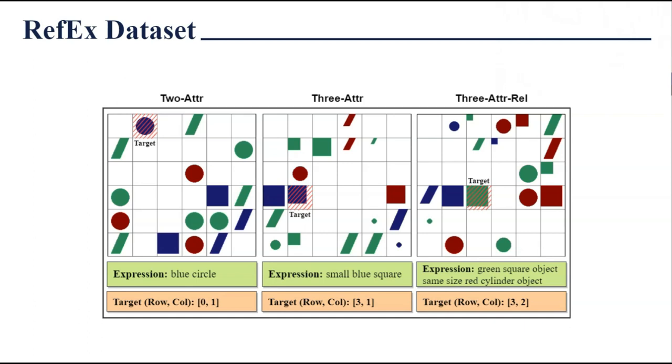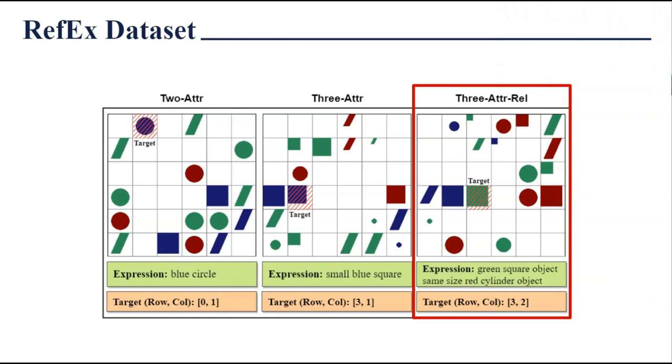We propose 3 task variants with different complexities. First, we have the 2 attribute variant where the expression contains 1 color attribute and 1 shape attribute. So in this example, the model is required to localize the blue circle in the grid world. Next, we have the 3 attribute variant where, in addition to the shape and color attributes, we also have a relative size attribute. Here in this example, the model is required to localize the small blue square in the grid world. And last, we have the 3 attribute with relation variant.